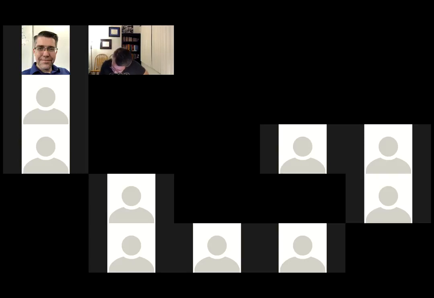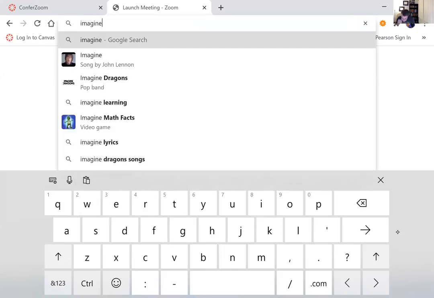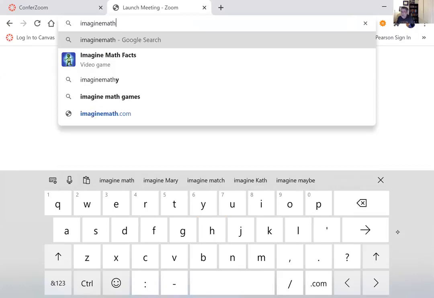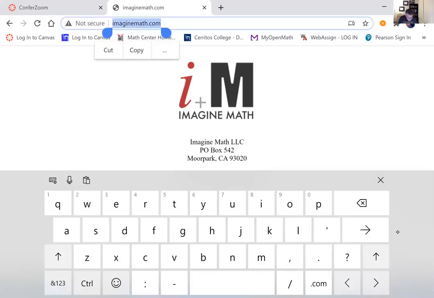But will you stop my share? Screen share, and then just share my screen. Okay, I think it was called Imagine Math, Imagine Math something. It's on my phone. .com, I think. Let me look up on my phone real quick. Oh, Math Insight. That's what it's called. Math Insight.